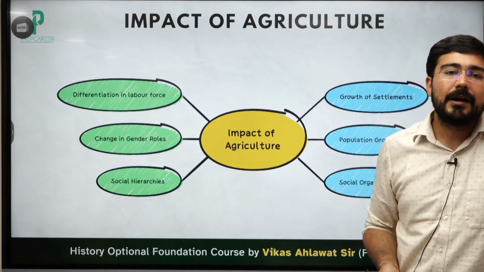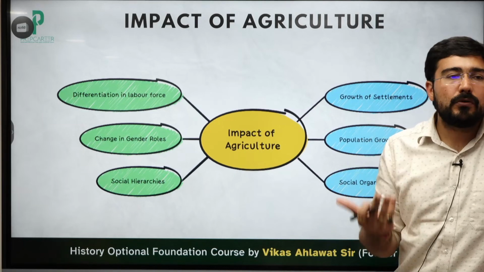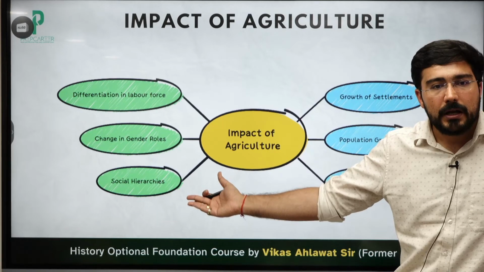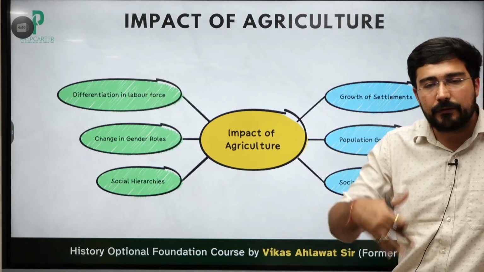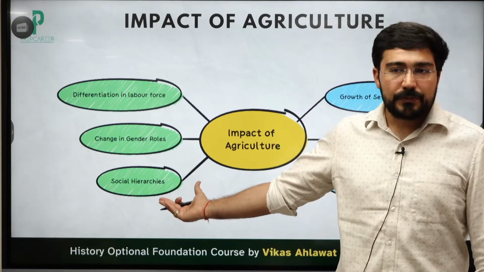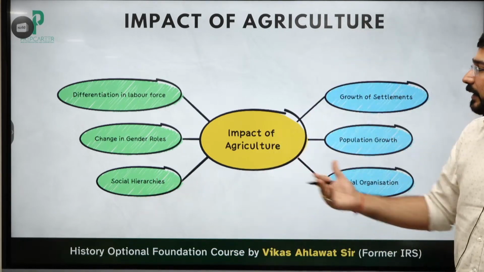Third, social hierarchies. Now those people who have more production become more powerful overnight, right? Previously agriculture had no meaning, but once the technology comes, those who have this technology will become rich people. Alright, so social hierarchy will be developed.